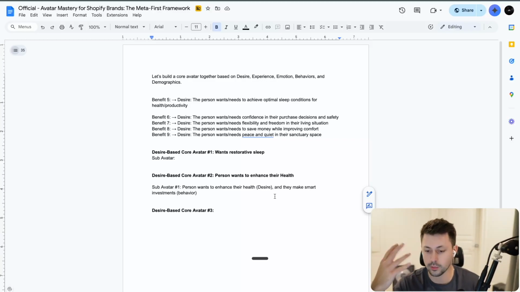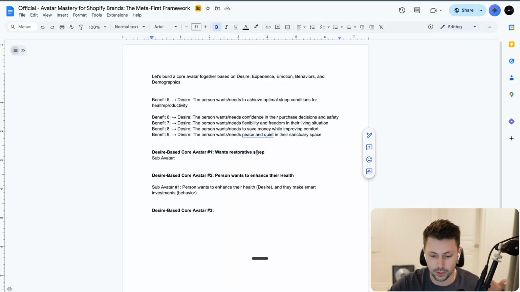That is likely. So when we use their kind of language, which is why doing research is important, we're going to do that in a second, you're going to be able to see how you can take this desire of someone who wants restorative sleep and apply that to a mom who's completely exhausted and hasn't slept for so long, and also apply it to a biohacking bro. Okay. But we're starting at the core base desire of just wanting restorative sleep.